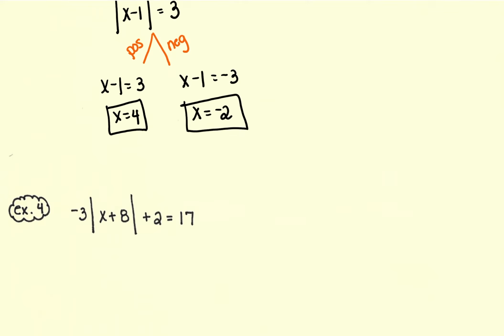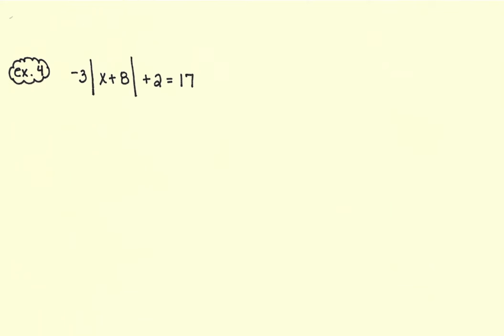All right, let's look at example 4, and if you'd like to, pause the video, try it on your own, then restart the video to check your answer. All right, so on this one right here, I hope that you knew that you had to isolate first. Then, after you isolate, as long as it's equal to a positive, then you break. Isolate, then break.